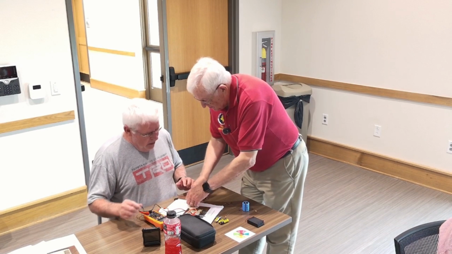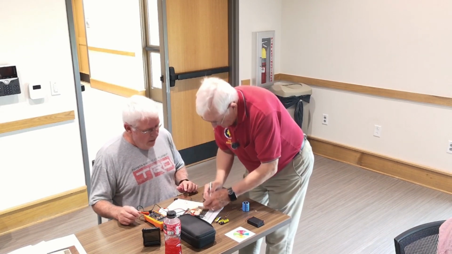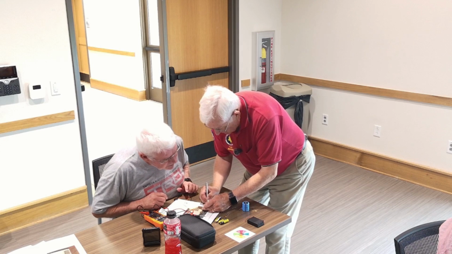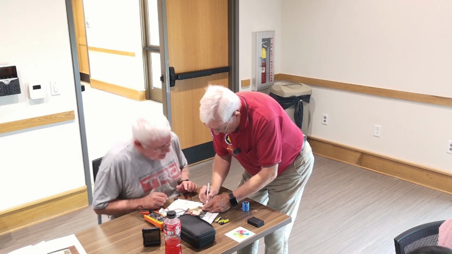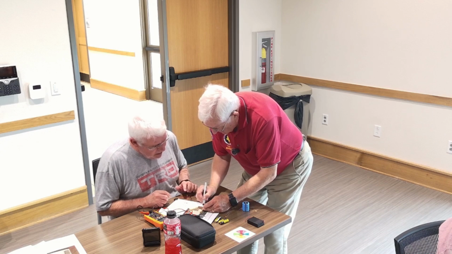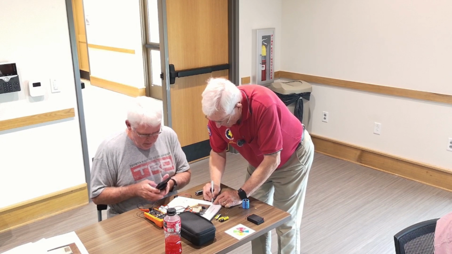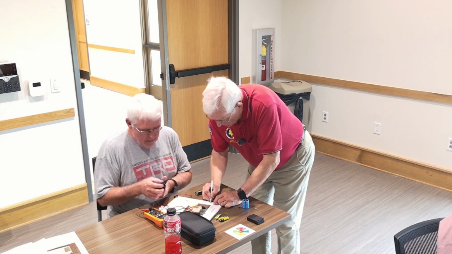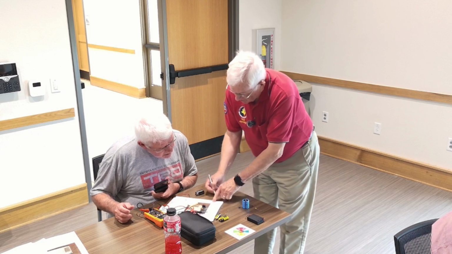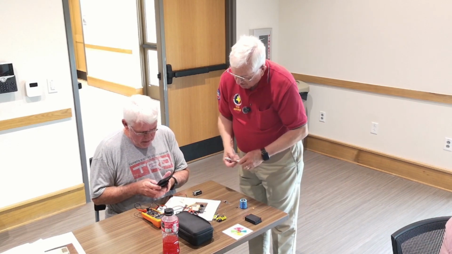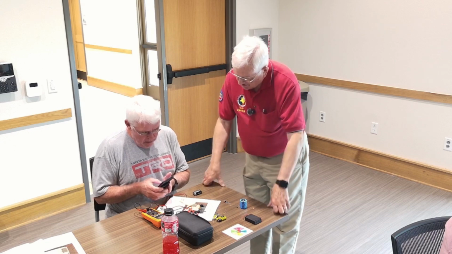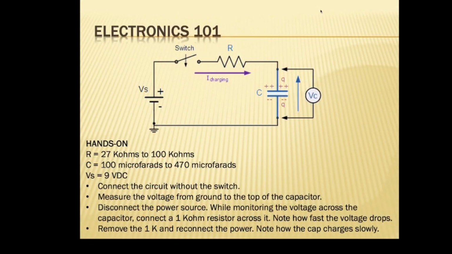So let's see, this was a 180. What is it? 180 microfarads, times 470,000. So 180 microfarads would be 0.00180. That times 470,000 will give us the time in seconds that it should take. Is that right? Yeah, that's probably right.